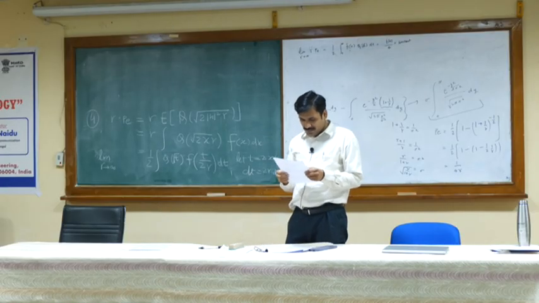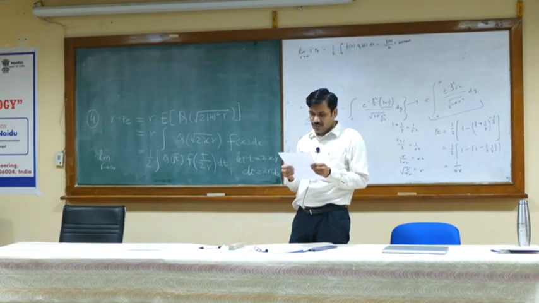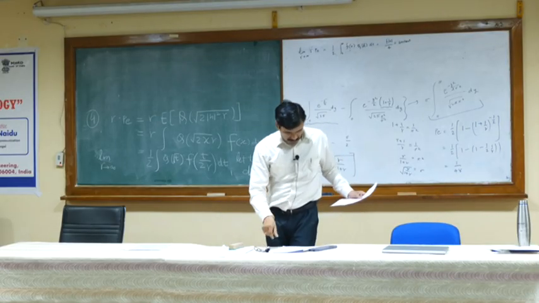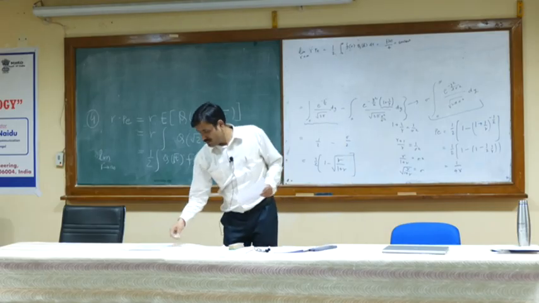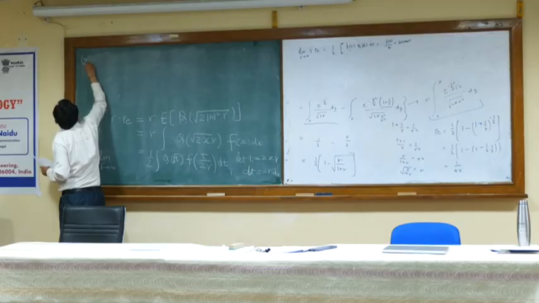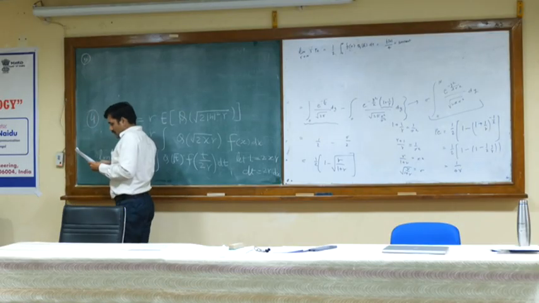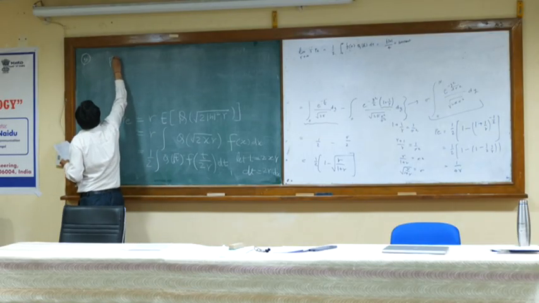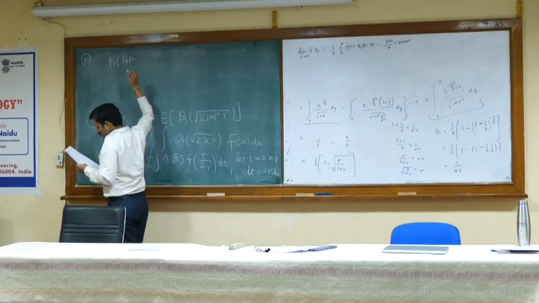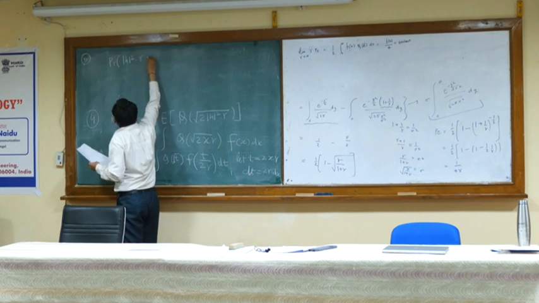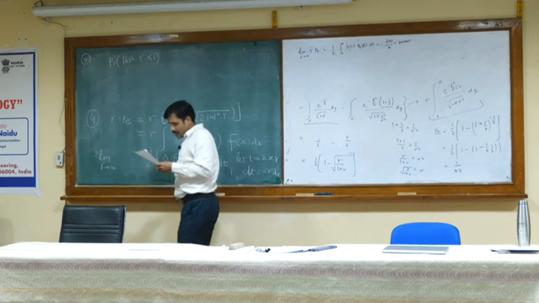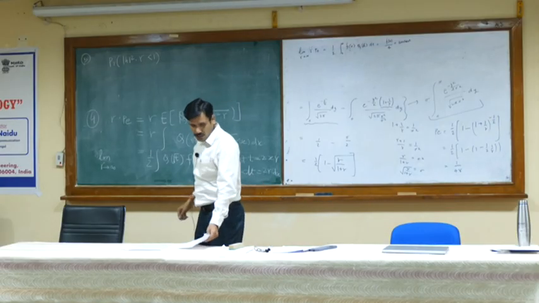The next question says, consider the Rayleigh fading channel and show the following. Question number 5. Show the following probability: mod of h square into SNR, let's say SNR is gamma, is less than or equal to 1. We have to calculate its value.